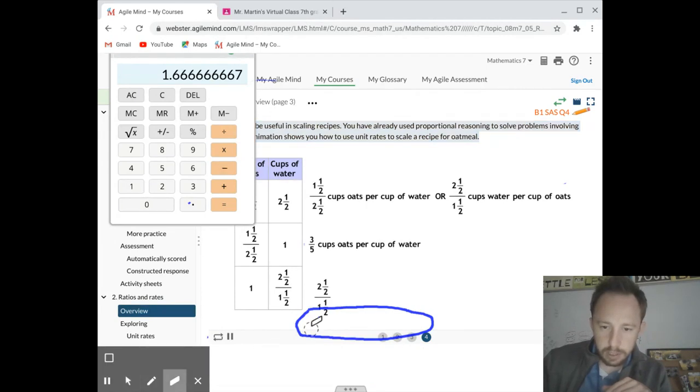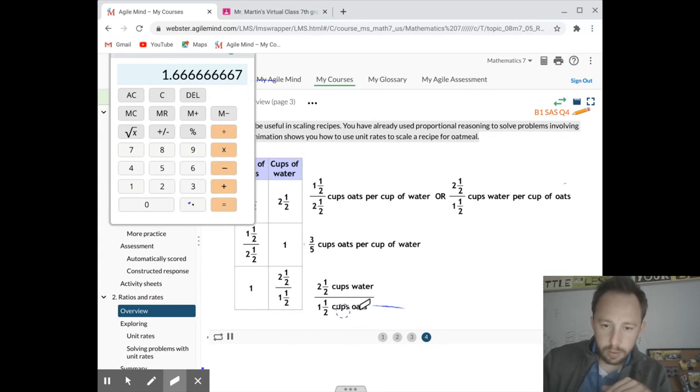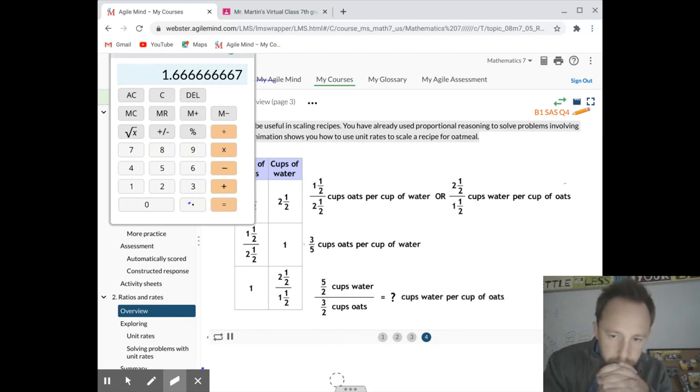And let's see what it'll be the other way. I think we said 1 2/3 cups of water to 1 cup of oats. Let's see if that's what they get.